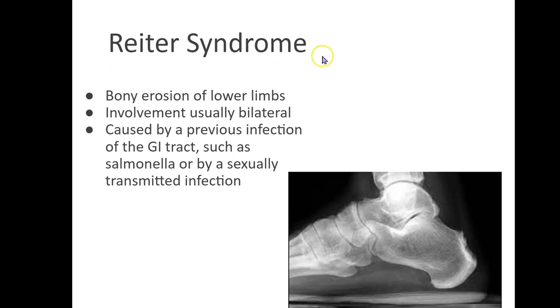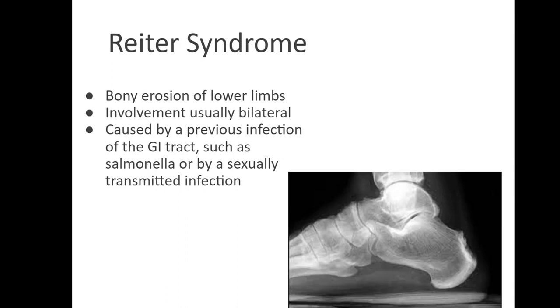Reiter syndrome can affect the lower extremities of our body. We see this typically in men, and one of the classic or hallmark signs of Reiter syndrome is this erosion at the back of the calcaneus. And that is where our Achilles tendon attaches. Okay? Involvement is usually bilateral, so you'll see this in both limbs.